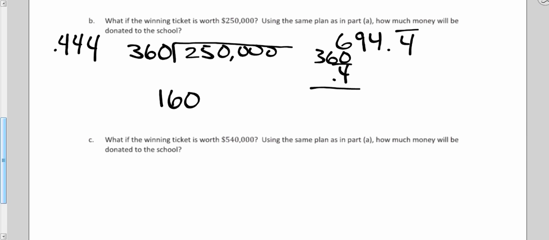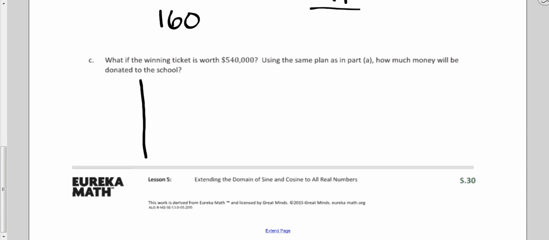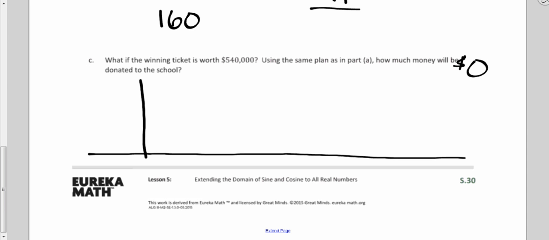Now let's do this. I'm going to draw a little graph right here. Now, if the group of workers gets $0 in their lottery winnings, how much money do they get each? And how much money does the high school get? 0. Okay, I'm going to put that right here. So when the winning ticket is worth 0, the high school gets 0.